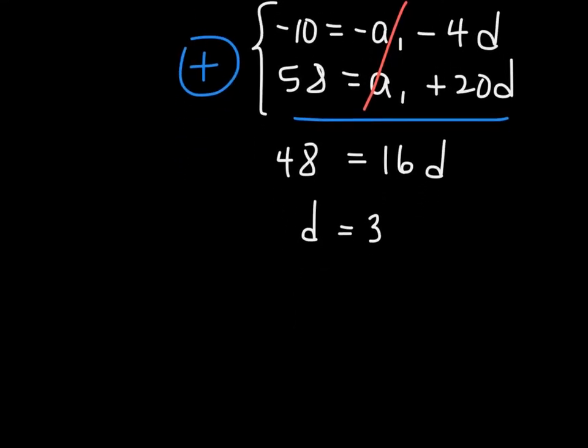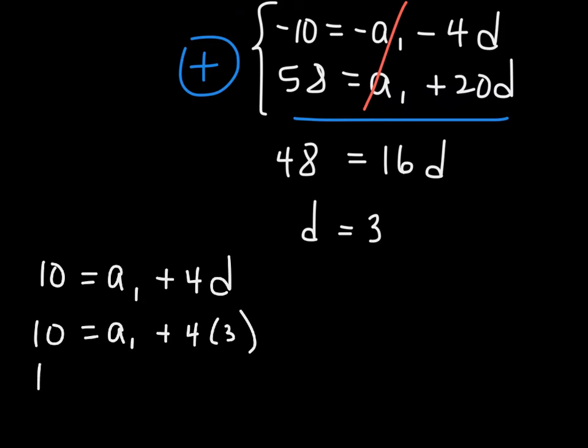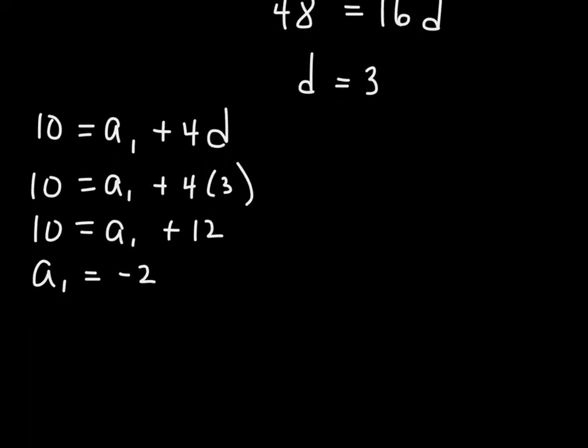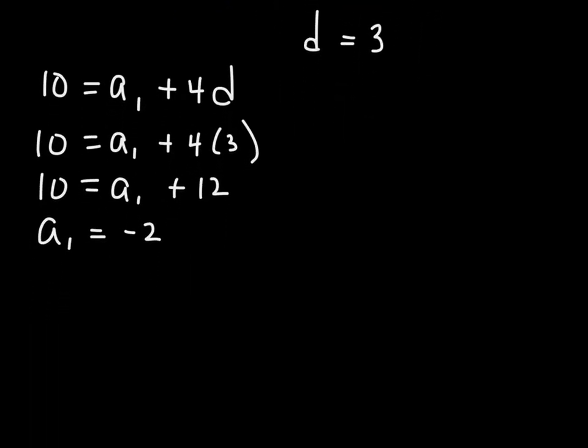But that's not it. We also needed to know what a sub 1 is. So what we can do at this point is go to one of the equations in your system. How about this one? 10 is equal to a sub 1 plus 4d. That was the first equation within your system. And now just plug d in, which is 3. And you find that after subtracting 12 from both sides, a sub 1 is negative 2. So I can now build my general term because I found the two things I needed, the common difference and the first term.